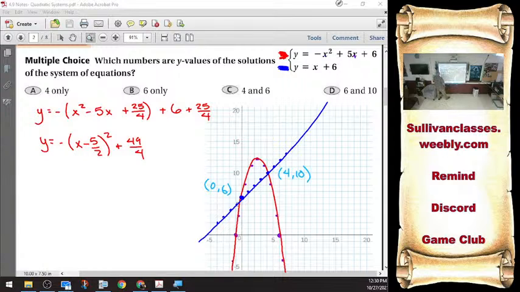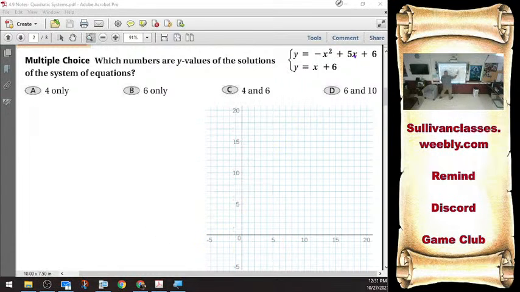Now, it asks, what numbers are y values of the solutions, not just x's? 6 and 10. Well, you have to be able to graph these things.